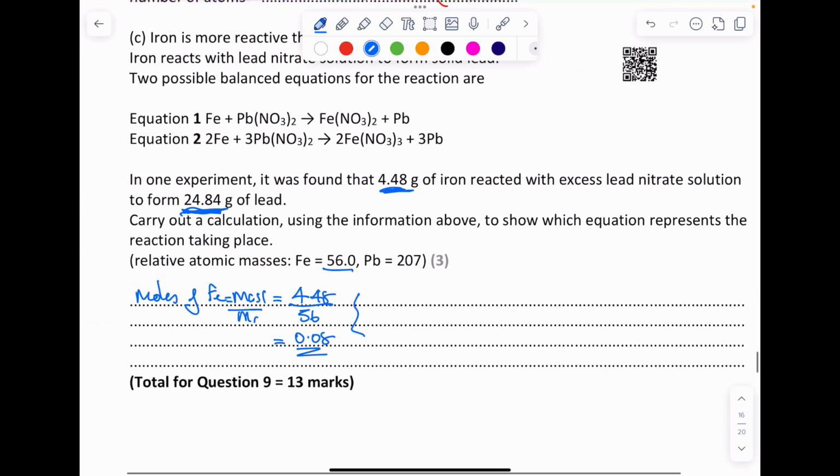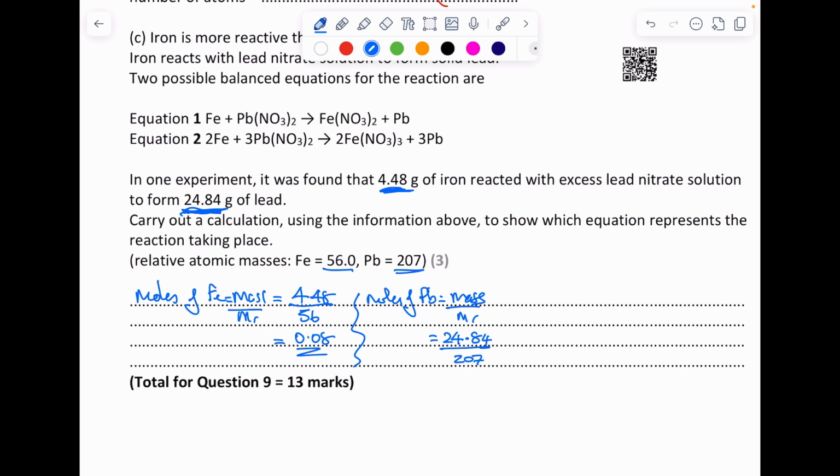Do the same for the lead. So I've got moles of Pb is going to be the mass divided by the MR. The mass this time is 24.84. The MR is 207 because it tells me that here. So 24.84 divided by 207 is going to be 0.12.